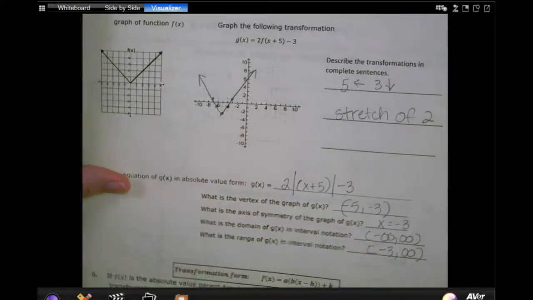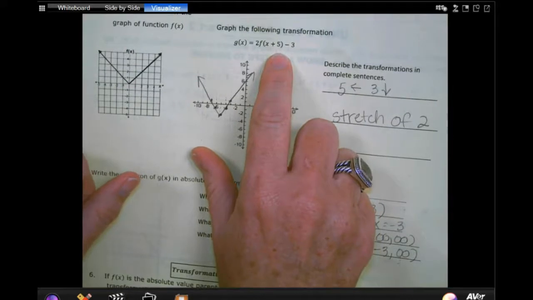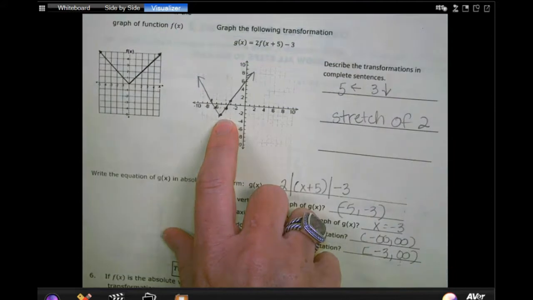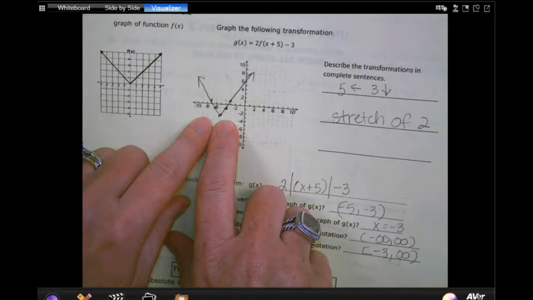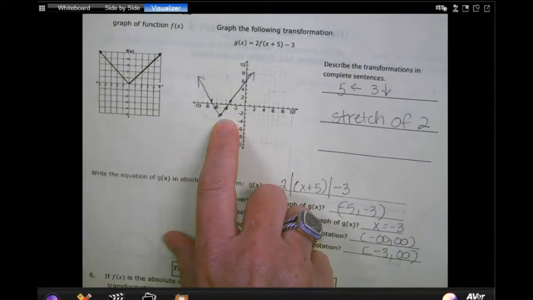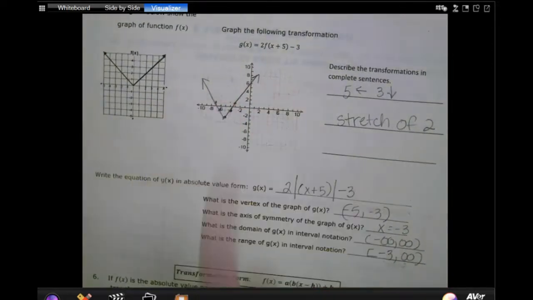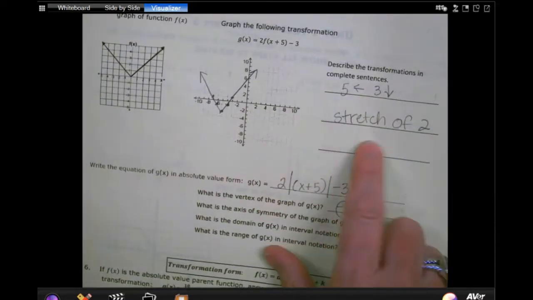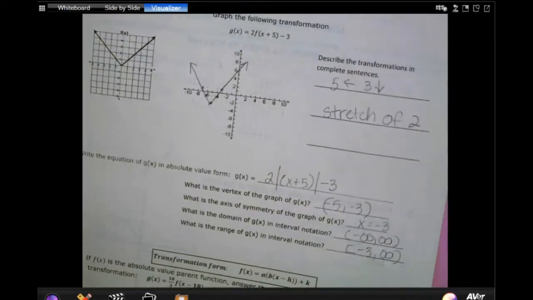For the next one, what's the vertex here? It's -5, -3. And then what is the slope? It's the 2. So from the -5, -3, you count up 2 over 1. Up 2 over 1. And that's how I got my absolute value graph. So the transformations are 5 to the left, 3 down, and a stretch of 2.